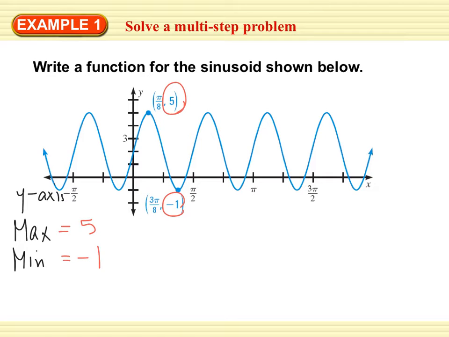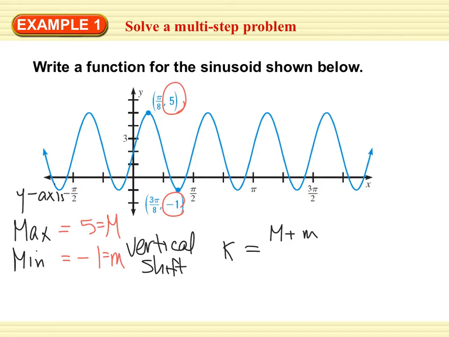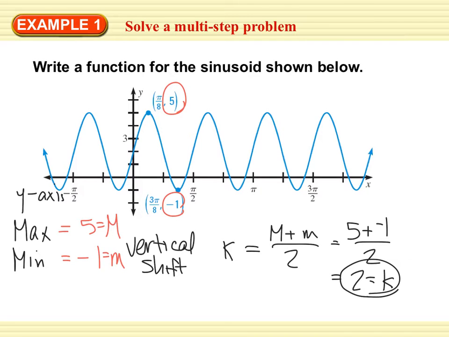This maximum and minimum will help us find our vertical shift. So the vertical shift is k. K is going to be the maximum plus the minimum, this is big M, this is little m, divided by 2. So I have 5 plus -1 over 2, which is 2. So we know k equals 2.